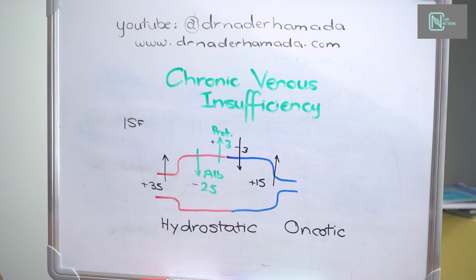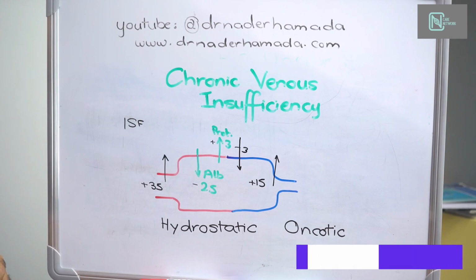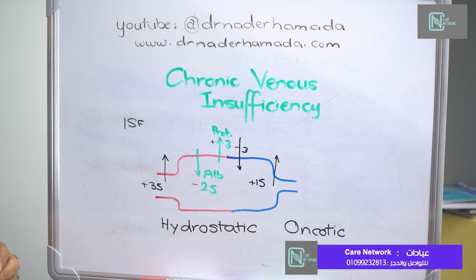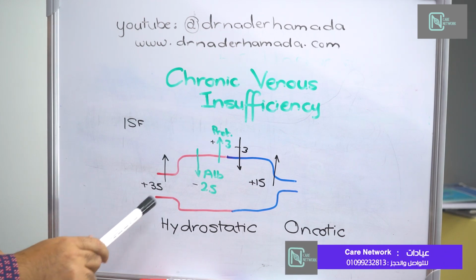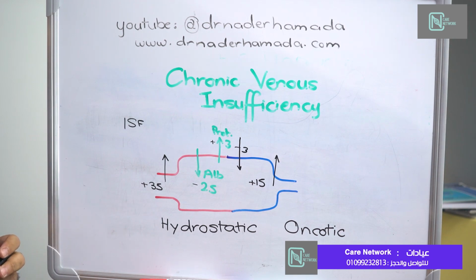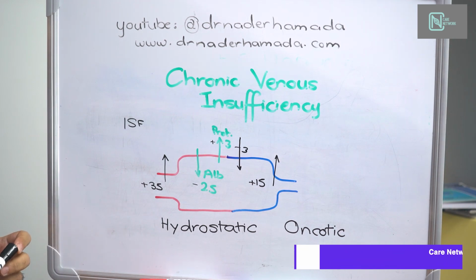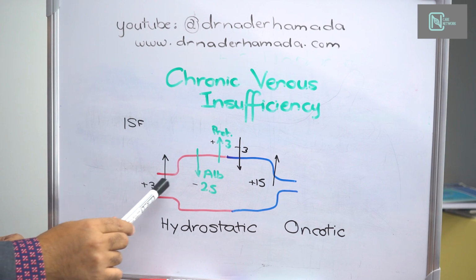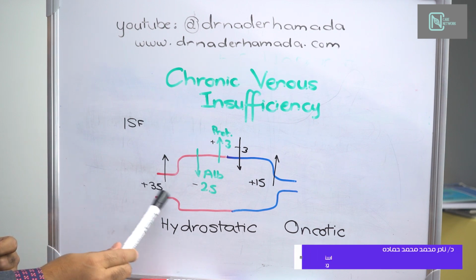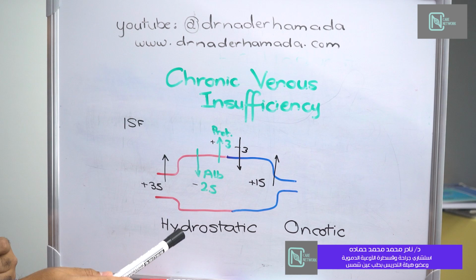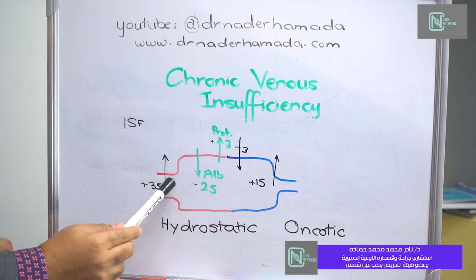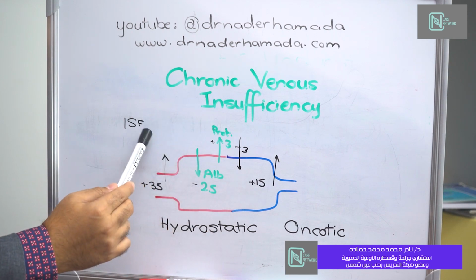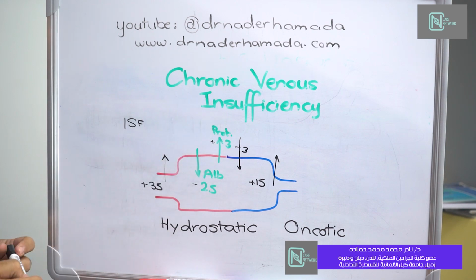Before we start talking about varicose veins and venous diseases and how to take history in these cases, we have to understand this very important drawing. This diagram is the capillary pressure. This is the arterial side of the capillary, and this is the venous side of the capillary, and this is the intravascular blood, and this is the interstitial fluid and the cells outside.